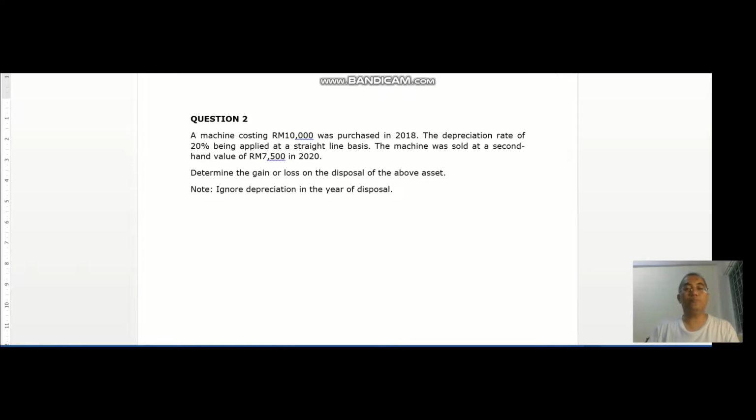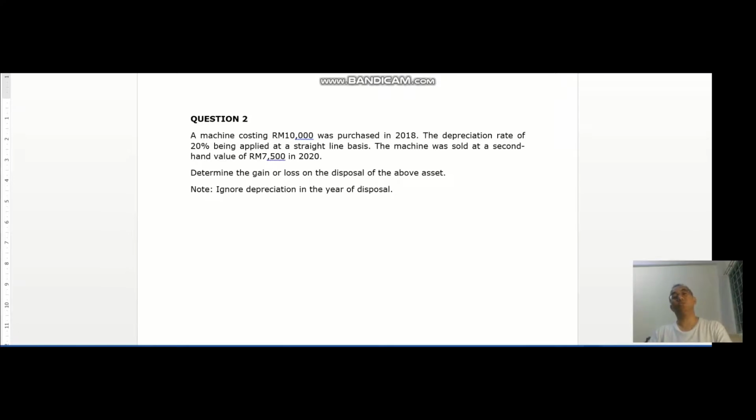Okay, question 2. It's still the same as the previous question. A machine costing 10,000 was purchased in 2018, with a depreciation rate of 20% applied on a straight line basis. The machine was sold at a second-hand value of 7,500 in 2020. Determine the gain or loss on the disposal of the above asset. And you have a note here: ignore depreciation in the year of disposal.